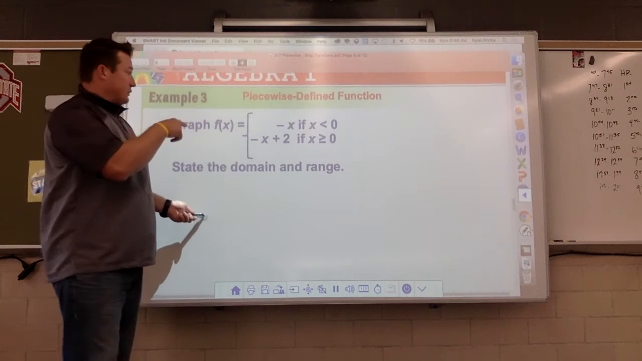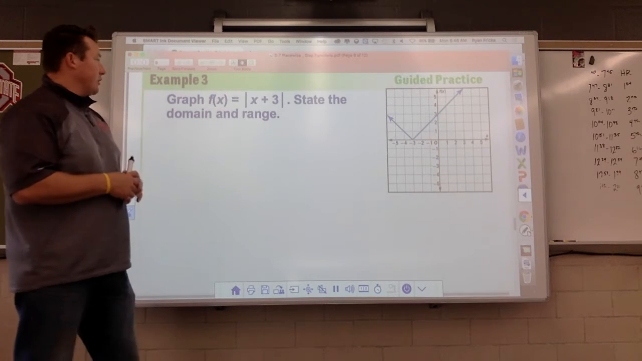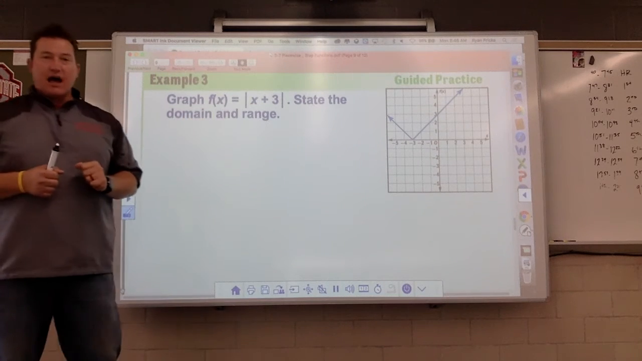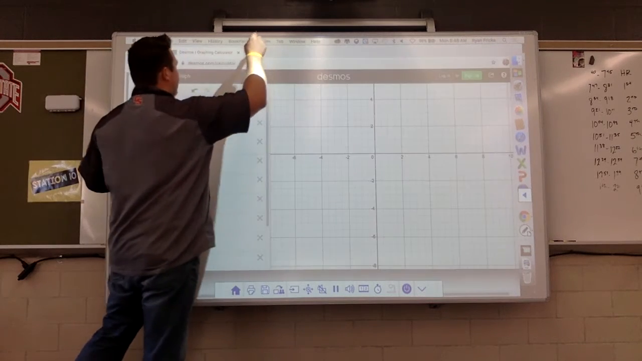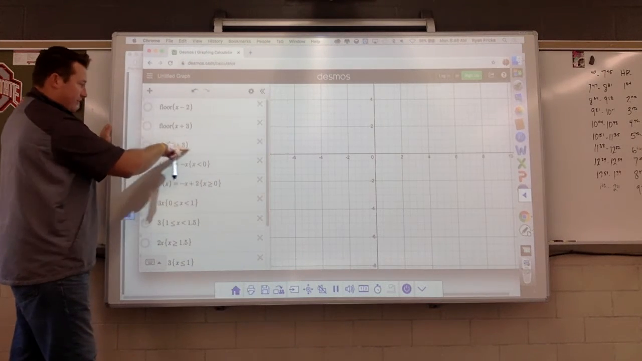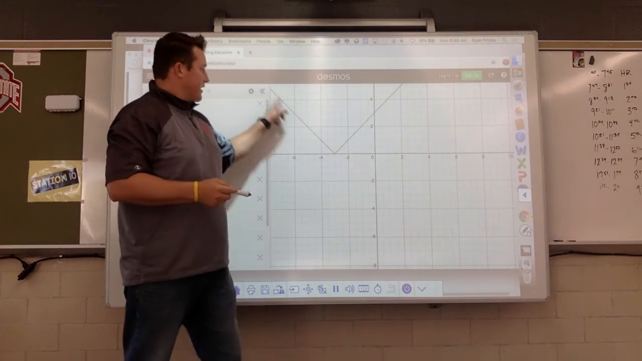Okay. We're going to come back to this one. This is a piecewise function. My slides are out of order. Bam. Here we go right here. So graph the absolute value of x plus 3. Well, guess what, guys? I've done that. Absolute value of x plus 3, here it is. Boom, looks just like this, okay? Here's that V shape.